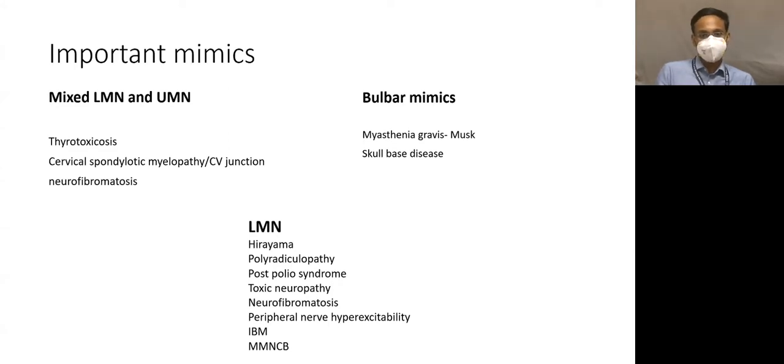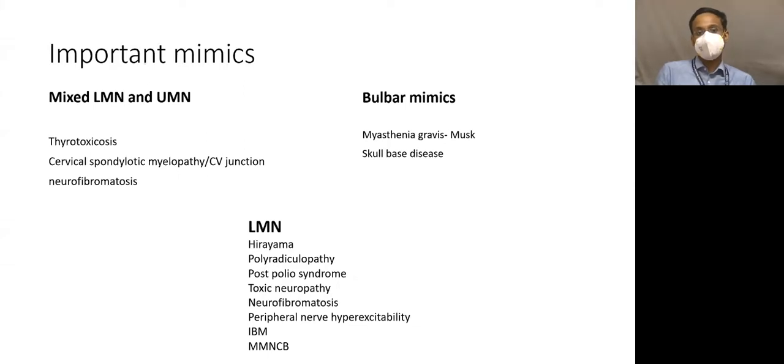Neurofibromatosis is also something very common in India, where multiple neurofibromas can involve multiple roots and nerves, and it can present with significant wasting and fasciculation. So systemic examination looking for neurocutaneous markers remains an important thing, especially in young people who come with ALS-like presentations.